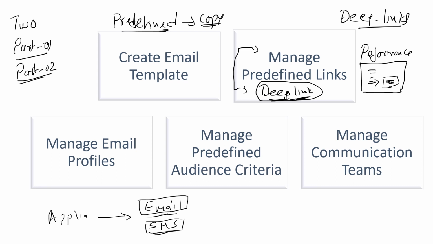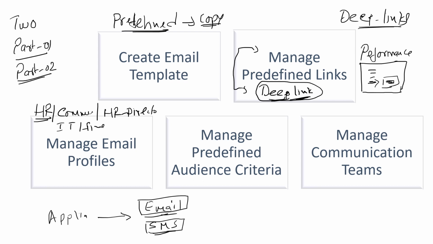The third important part is managing email profiles. What is an email profile, and why do we have to manage it? Email communication can be sent from the central HR point, or sometimes from the communication team in our organization. A message can be given by the HR directors or CHRO as well, or it can go from IT, or from finance.